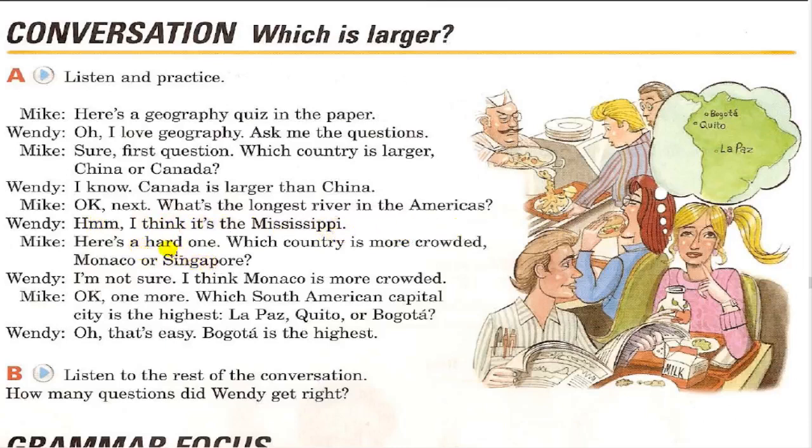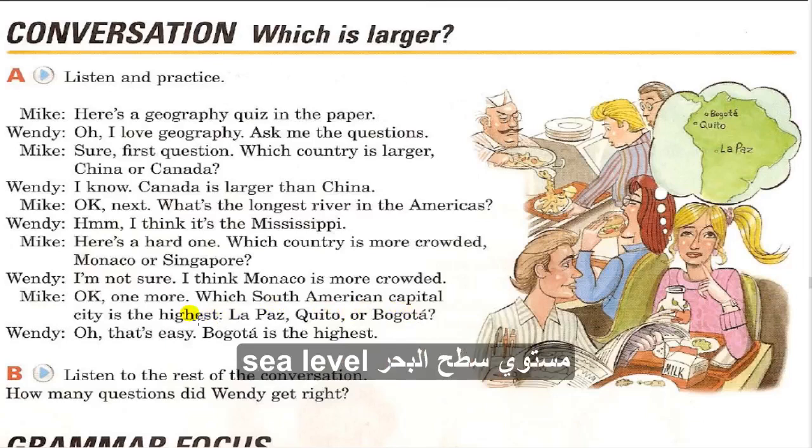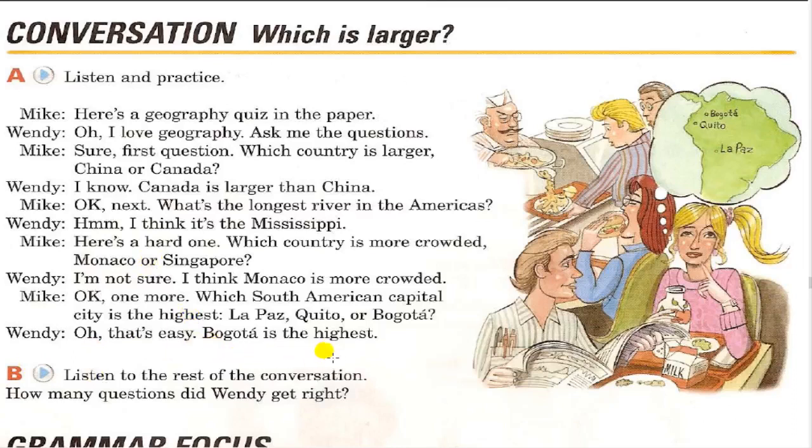Here is a hard one, difficult. A difficult question. Which country is more crowded? Monaco or Singapore? Crowded? It has a lot of people. I'm not sure. I think Monaco is more crowded. Maybe Monaco City is more crowded. Okay, one more. Which South American capital city is the highest? La Paz, Quito, or Bogota? The highest means higher from the sea level. Oh, that's easy. Bogota is the highest.